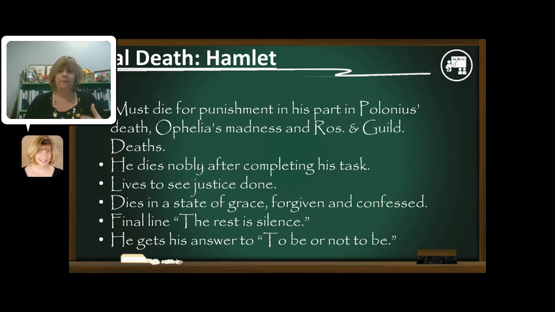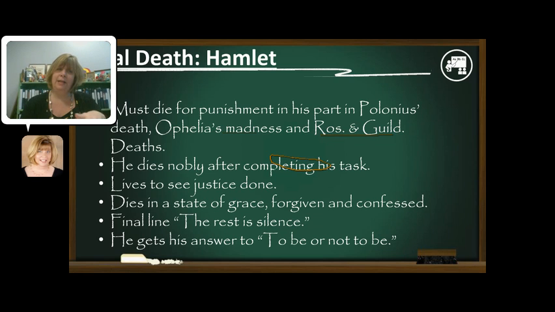So Hamlet killed Polonius. Polonius was completely innocent. He was kind of an irritating character, but he didn't do anything that deserved death. And Hamlet was also responsible for Ophelia's madness. And also, even though we can talk about how much he liked Rosencrantz and Guildenstern, Hamlet did directly cause their death as well. But he dies nobly, and he dies after completing his task.